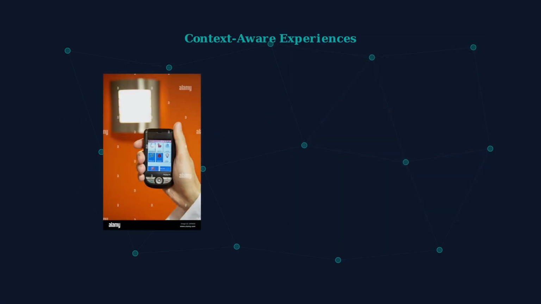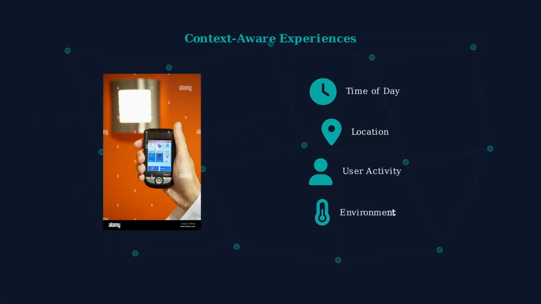Context-aware design means interfaces understand not just what you want to do, but when and where you want to do it. A smart home interface might automatically adjust its affordances based on the time of day, your location within the house, your current activity, and even environmental conditions.